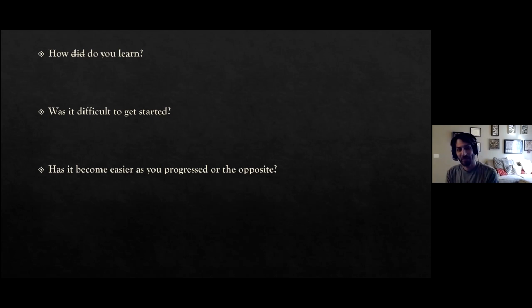And then, has it become easier as I progressed, or the opposite? Yes. There are some things that are much easier. There are some things that are much harder.